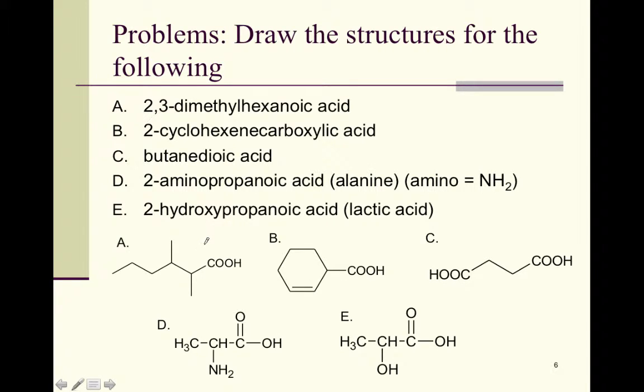So for some of these I did line structures, others I did condensed structural formulas. We have 2,3-dimethyl hexanoic acid. This would be carbon number 1 right here. 2, 3, 4, 5, 6. I do have 6 carbons. Coming off carbon number 2 and 3 are 2 methyl groups.